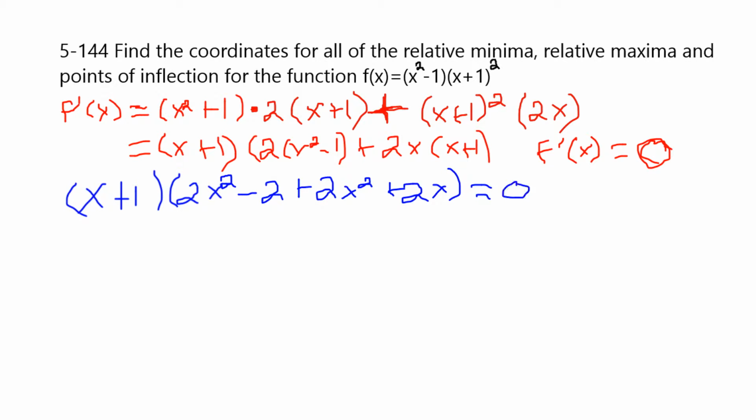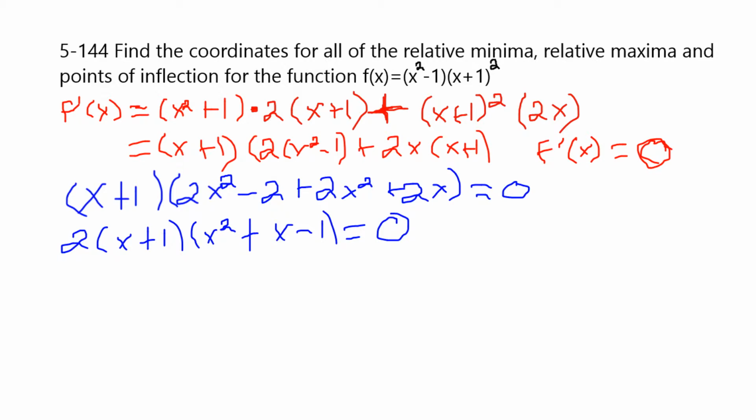is equal to 0. We can factor out another 2. We have 2 times x plus 1 times x squared plus x minus 1, which is also equal to 0, and I got that equation by combining like terms.